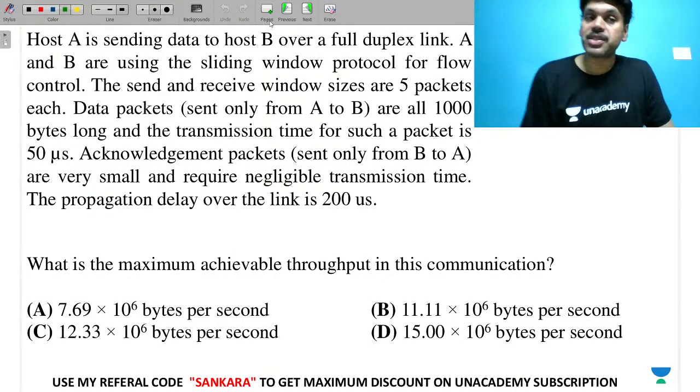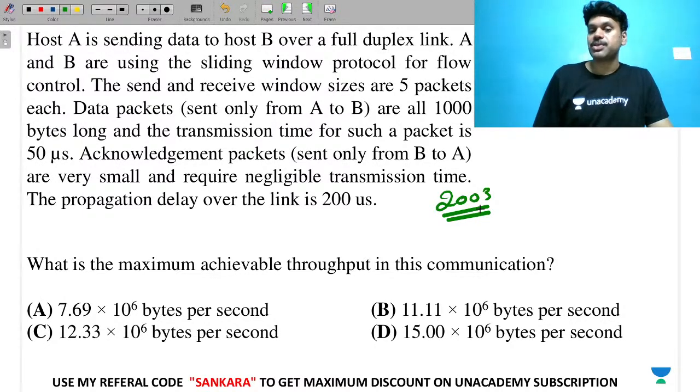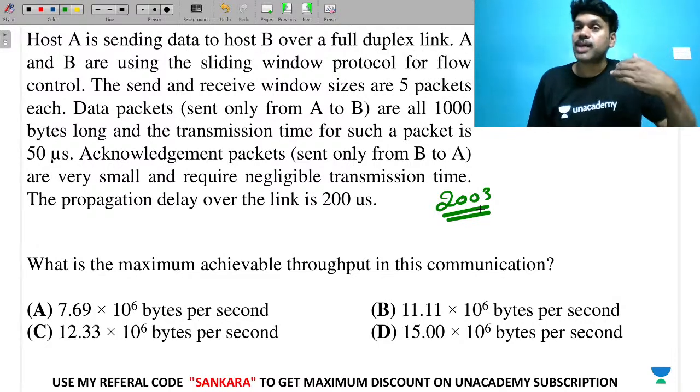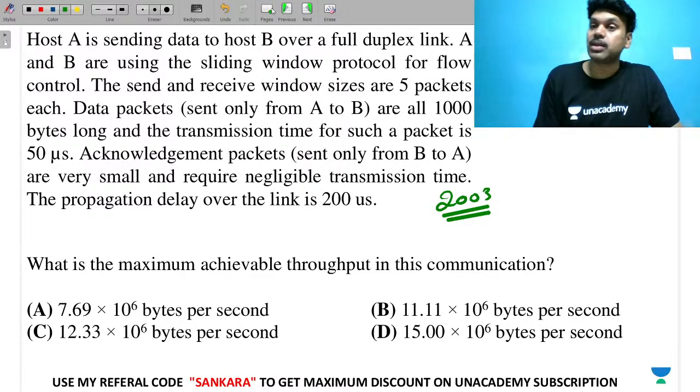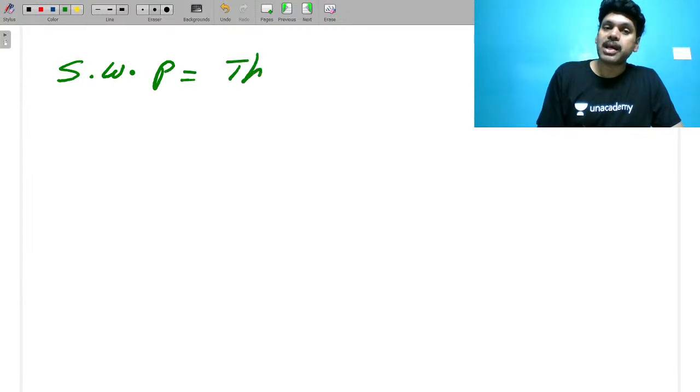And this question is very important. It is given by IISc Bangalore 2003. This question, he is also asking throughput in sliding window protocol. This time it's not stop and wait, sliding window protocol throughput. Sliding window protocol throughput is asked.